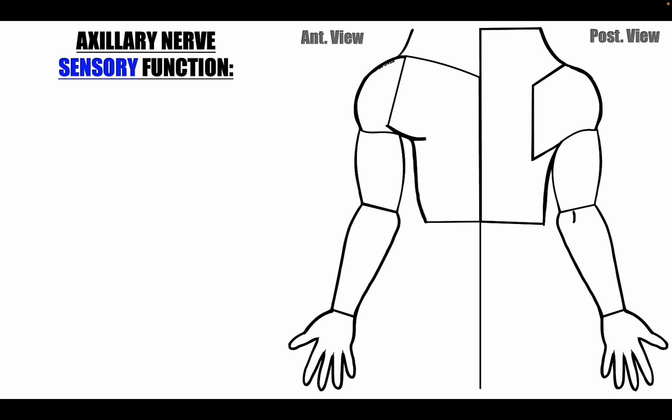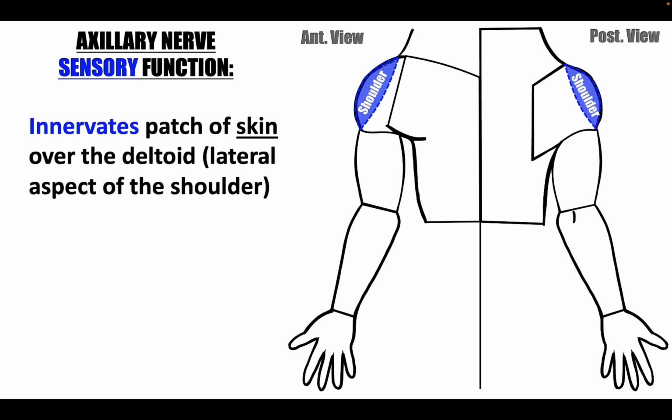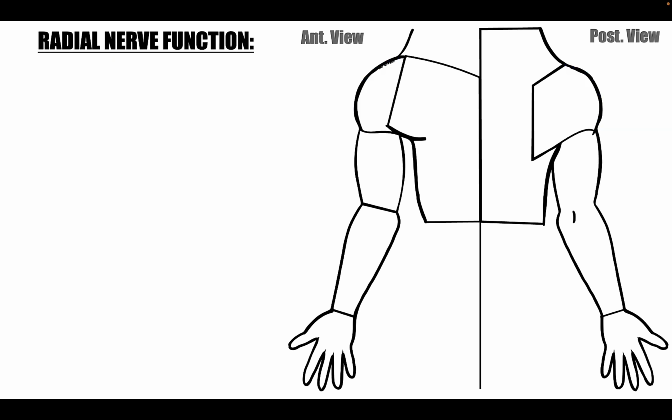Sensation is also pretty straightforward. Axillary nerve innervates the skin over the contour of our shoulder, the bump of our shoulder. Essentially, it innervates the skin that covers the deltoid muscle. Nerve fibers go through that muscle and then branch into the skin above it. Lastly, but definitely not leastly, the radial nerve, motor innervation.